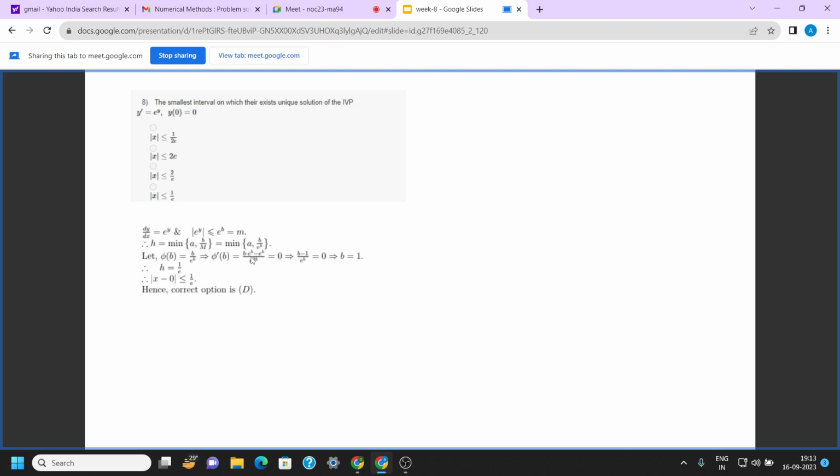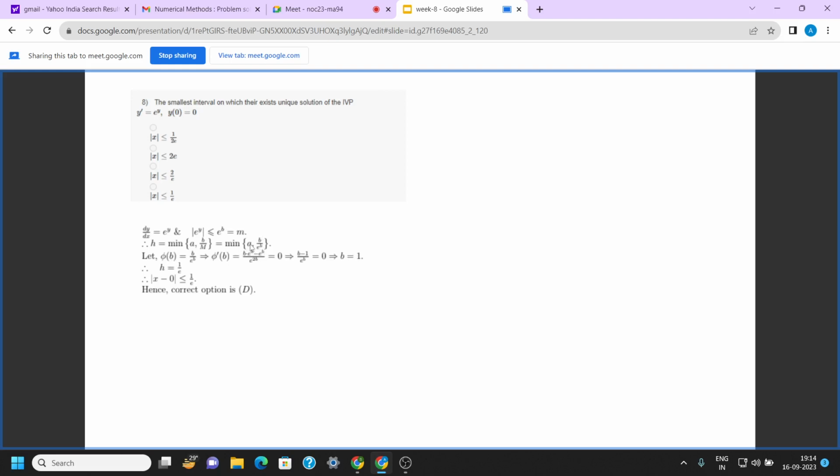Okay, now simplify it. By taking e power b common from the numerator and cancelling it out, you will get (b minus 1) by e power b is equal to 0. So this will give you b is equal to 1. Now substitute here, that is, at the value of b is equal to 1, this function will have its extreme value. So substitute 1 here, and you'll get 1 upon e, right?